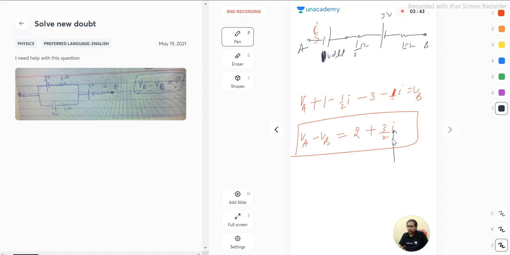Please make sure the value of current, whatever it is, you just need to put that value here and you will get the answer. Hope this answered the question.